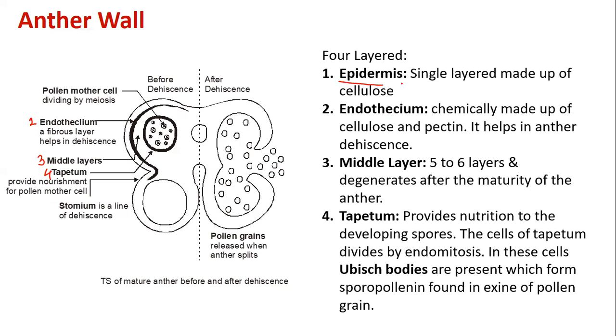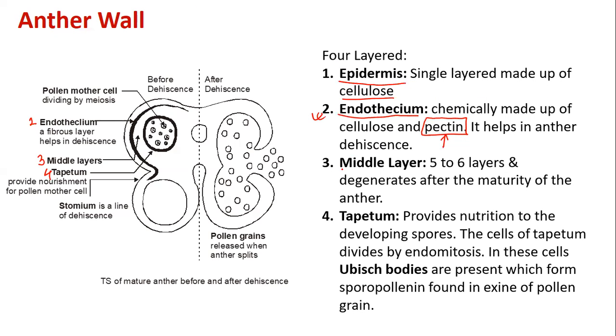The epidermis is a single layer made up of cellulose. The endothecium is very important. Why? Because it is made up of cellulose and pectin, and it is the pectin that helps in the breaking of the anther. The anther wall needs to be broken so that the pollen grains can come out. This is a very important thing to keep in your mind. The middle layer is 5 to 6 layers.